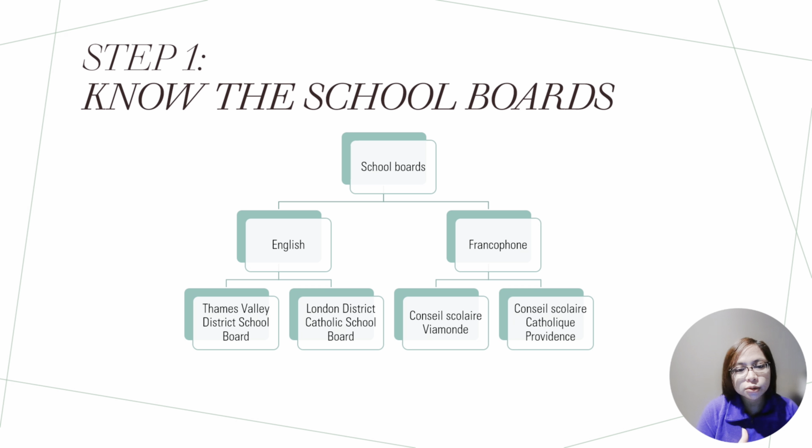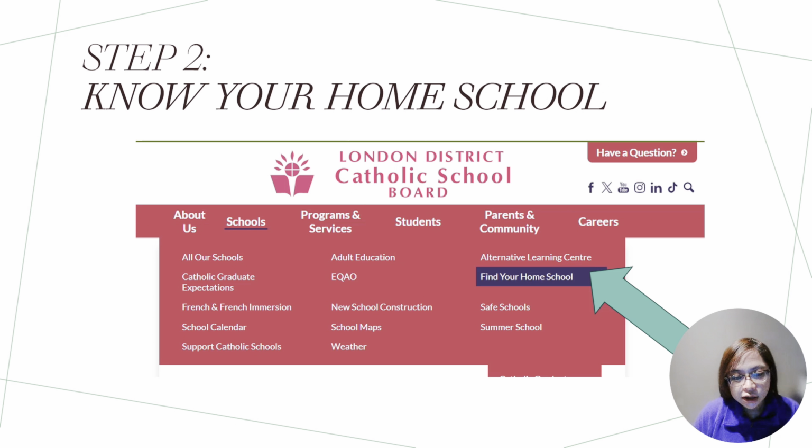For the English school board, there's the Thames Valley District School Board. And if you're Catholic and you want to enroll in a Catholic school, then there's the London District Catholic School Board. For the Francophone, there's the Conseil Scolaire Viamonde. And if you want a Catholic Francophone school, then you can enroll your kid in any school in Conseil Scolaire Catholic Providence. Once you know the school board, you can go to step 2, which is knowing your home school.